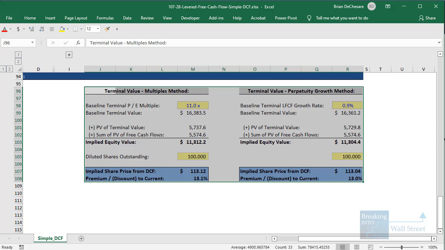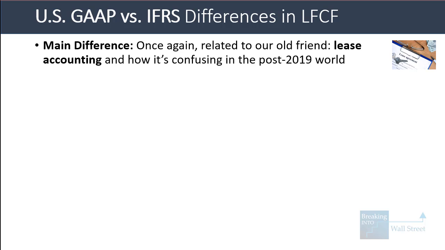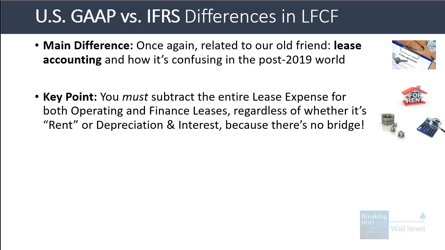Let's go to the third major topic here and talk about US GAAP versus IFRS differences in levered free cash flow. The main difference here is related to lease accounting and how everything has gotten very confusing after 2019 when these rules changed. The main point is that you need to subtract the entire lease expense for both operating and finance leases, regardless of whether it appears as rent under US GAAP for operating leases or whether it appears as depreciation and interest, which applies to finance leases under both systems and applies to operating leases under IFRS.